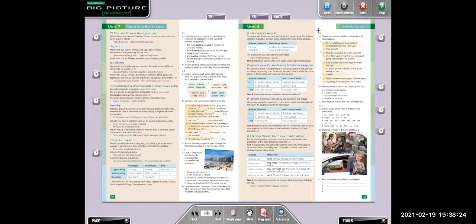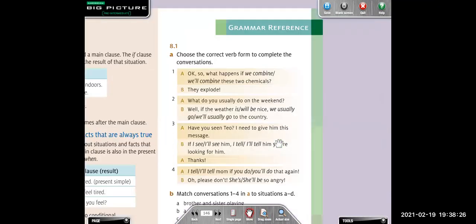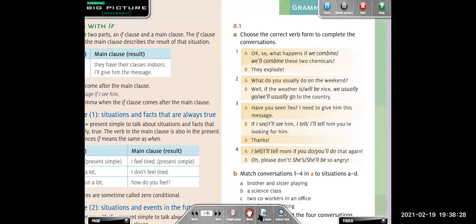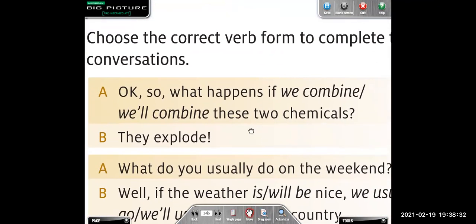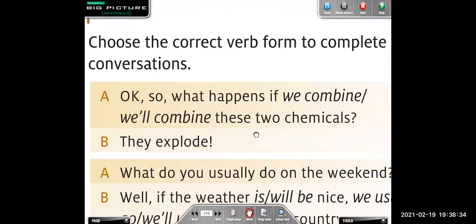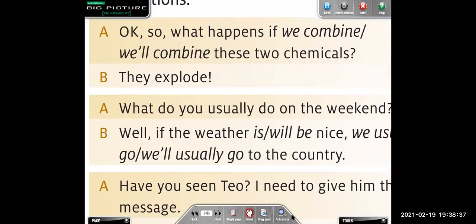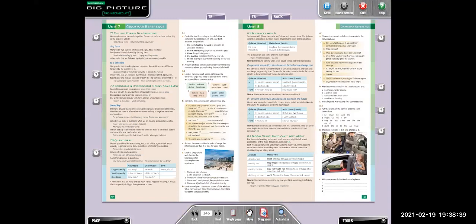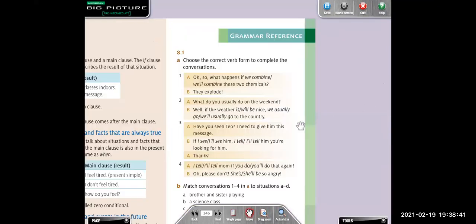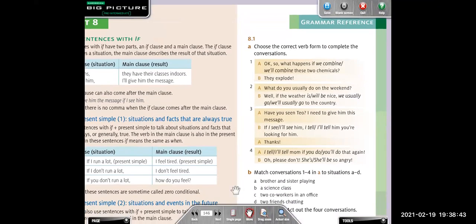Exercise 8.1, this one. It says, choose the correct verb form to complete the conversation. Okay? So I want you to do this, and then we're going to check together. Okay?